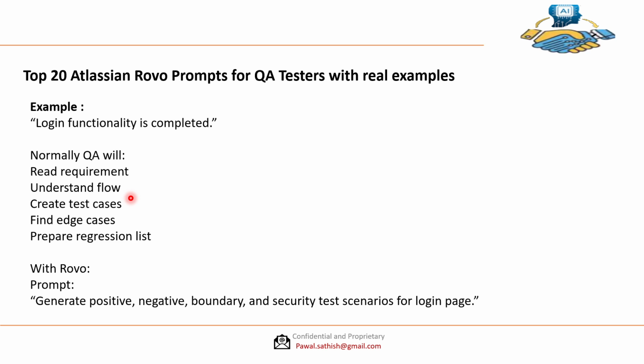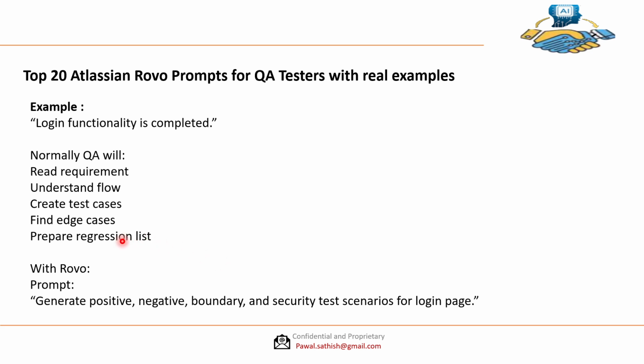Here I give a very simple example. Say the development team says the login functionality implementation is done, or any new requirement comes in for login. Normally QA understands the requirements, goes through all the scenarios, writes the test cases, finds the edge cases, and prepares the regression list for the same login functionality. But instead, we can ask Rovo what stories or epics there are for login functionality, and generate positive, negative, boundary, and security test scenarios for the login page. Rovo will generate all these things quickly.